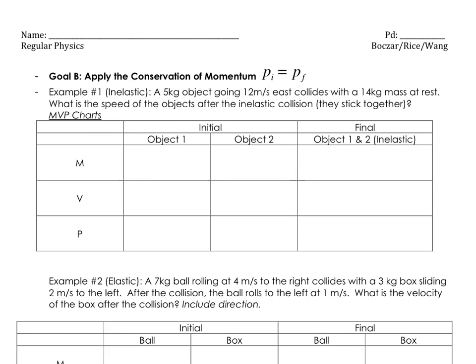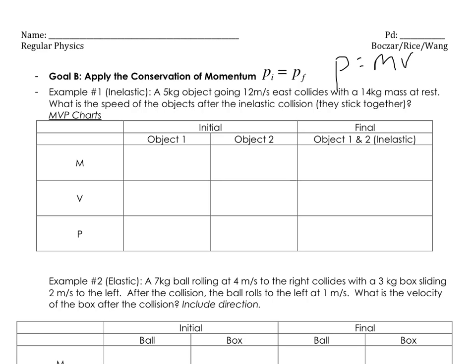Objective 4-4 deals with momentum. In Goal A, we talked about momentum, and the equation for momentum is P, which is momentum, equals mass times velocity. So now in Goal B, we're going to apply the conservation of momentum. All this tells us is that during a collision, momentum is conserved.